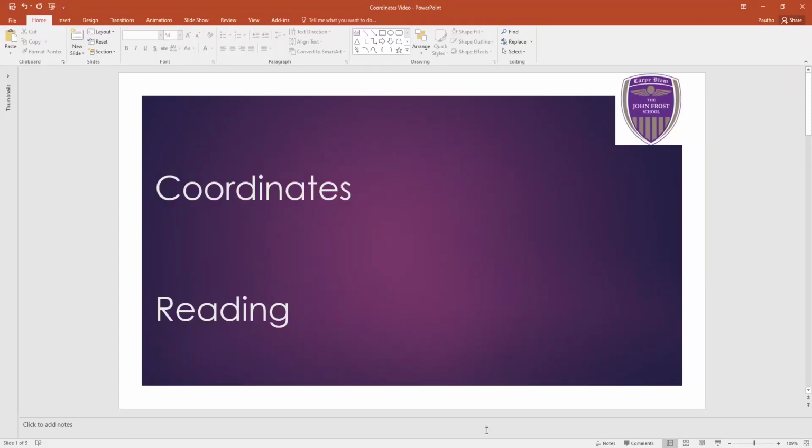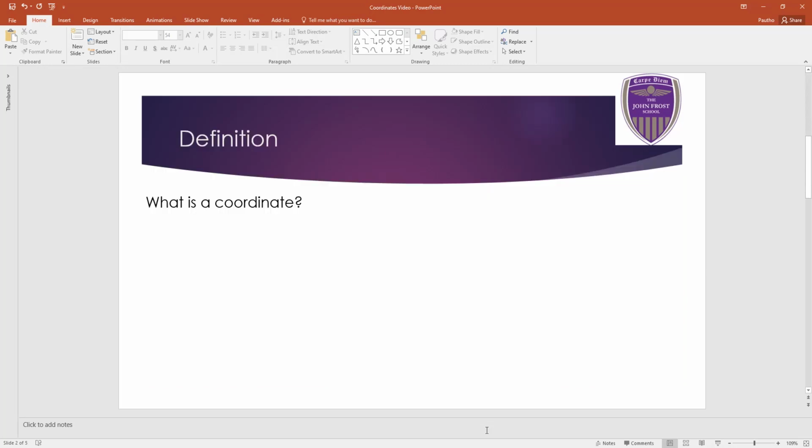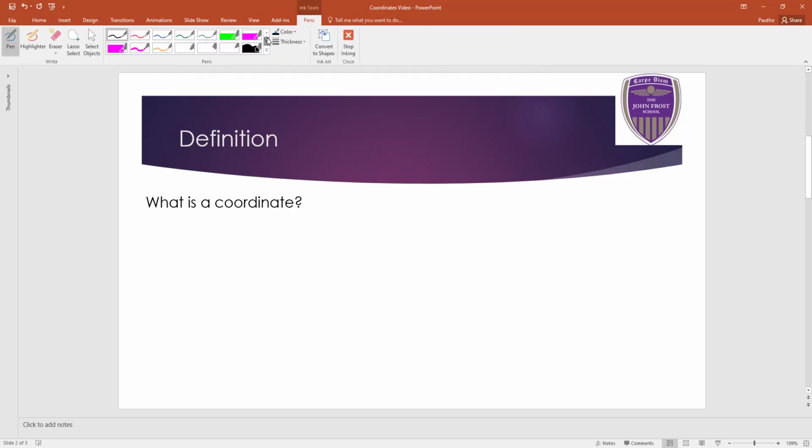This topic is unbelievably important and you need to know about coordinates in Year 7, 8, 9, 10, 11, 12, 13, whatever you do, okay? Ultra important. So what is a coordinate? Well, a coordinate is just a way of defining a position on a grid. It tells you the position of something on a grid.